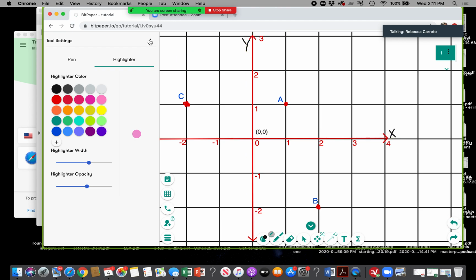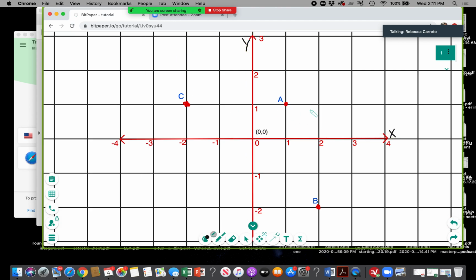And so today we are going to go ahead and review how to find your coordinate points, because I know many of you are receiving this for homework. So we have the points A, B, and C.